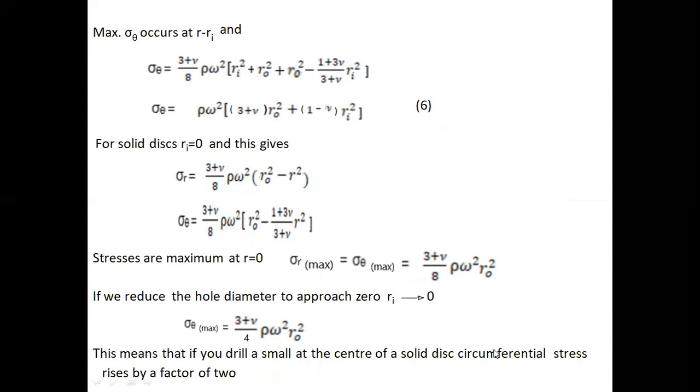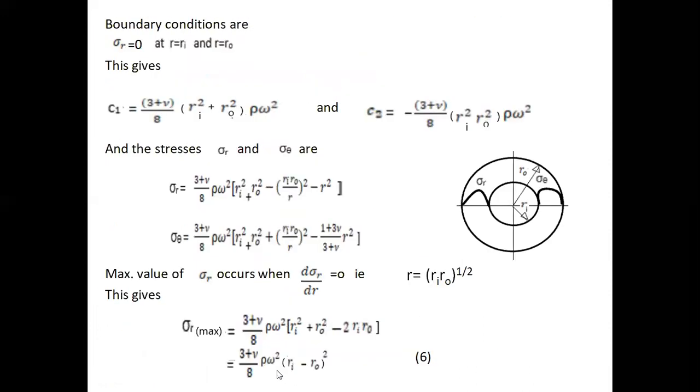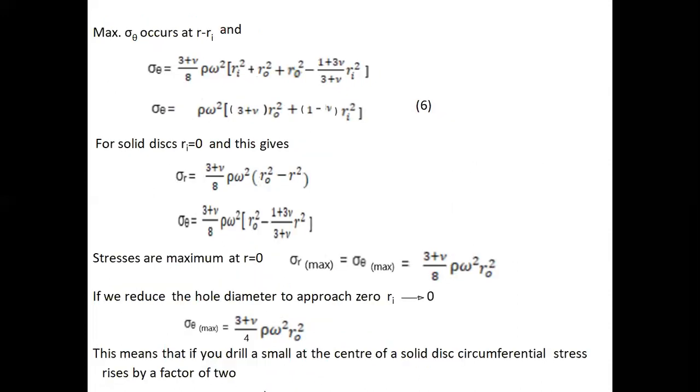So it is (3 plus mu) by 4, and here it was (3 plus mu) by 8. So there is a factor of 2. This simply means that the maximum stress for a solid disk is (3 plus mu) by 8 rho omega square r square. But if you cut it in a different way, you have a hollow disk, a disk with an internal radius and external radius, but you let the internal radius approach 0. Then you see the maximum value of sigma theta, that is on equation 6.